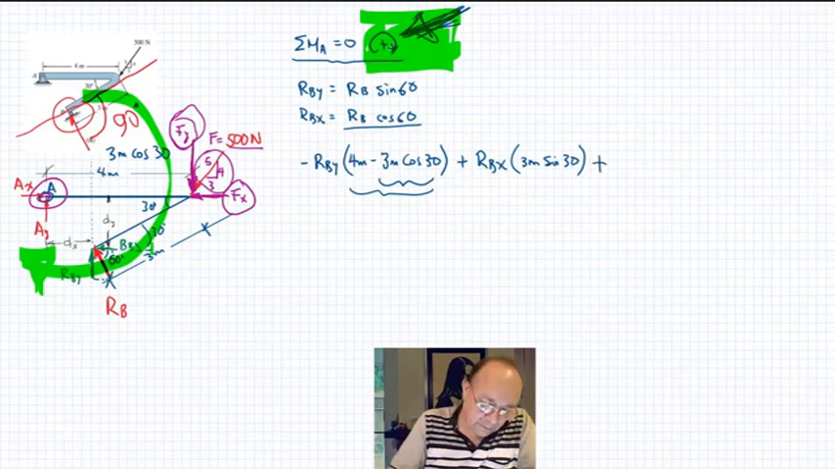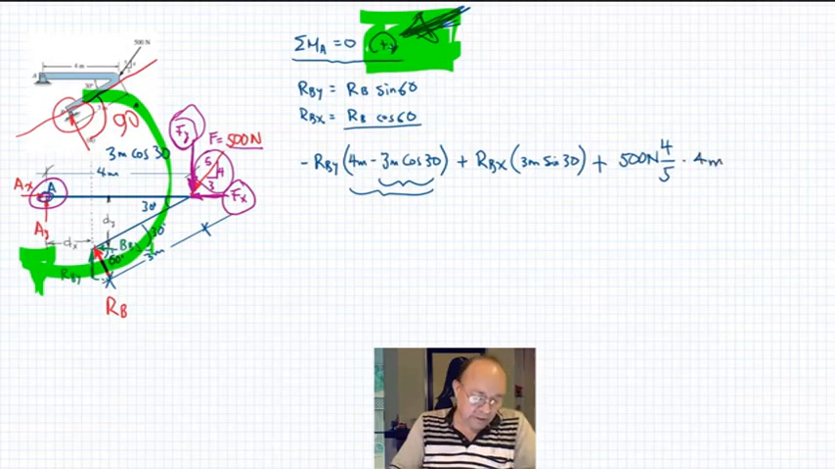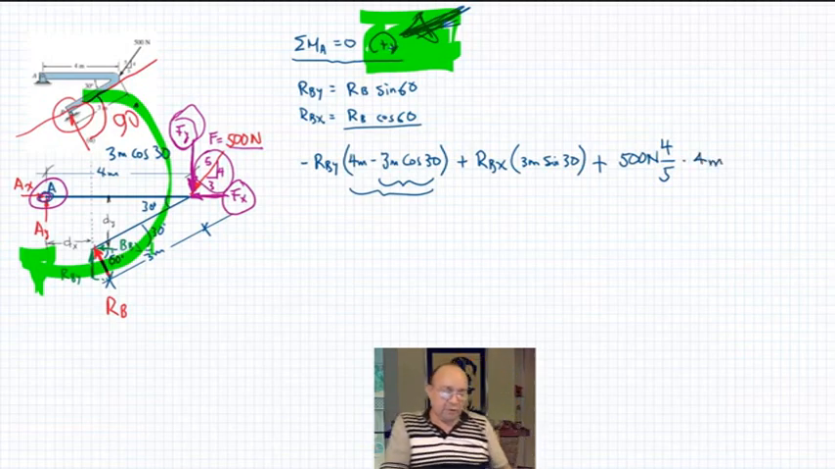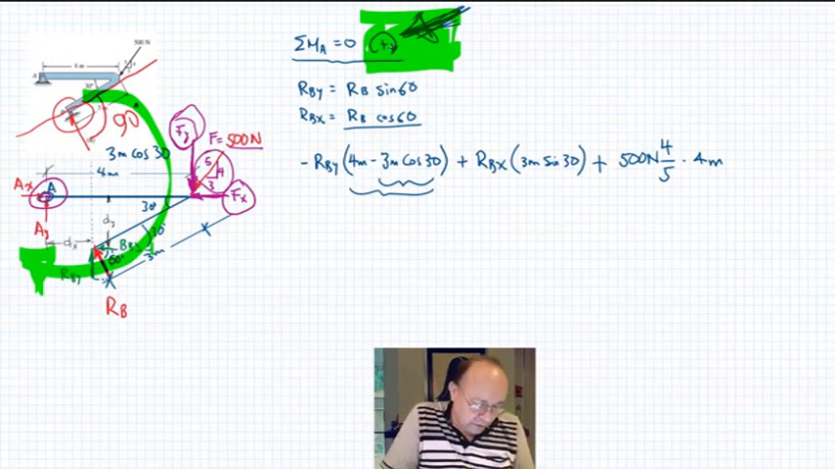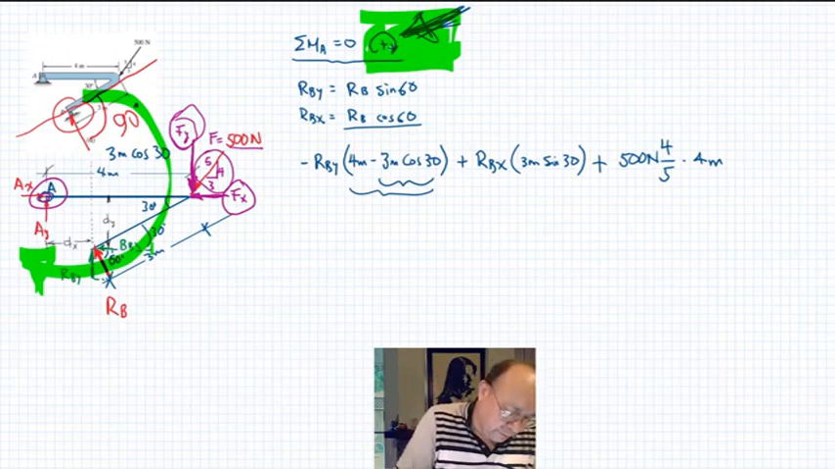So it will be plus 500 newtons times 4 over 5 multiplied by 4 meters. We said the other component Fx doesn't produce any moment. So that's it. No more forces produce moment.